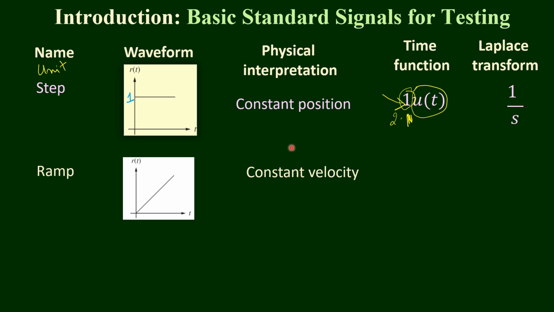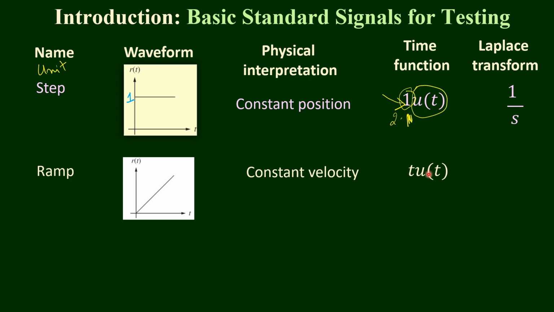This means if the position of the system is changing, then this is the integral of the constant position function, which will go like this, and to this we say constant velocity. We represent it by t u of t. We say this is equal to t u of t, and what will be the Laplace transform of this? You should stop here and check what your answer is.